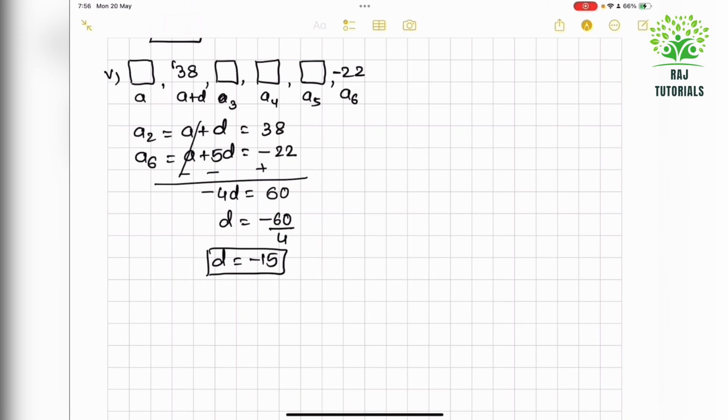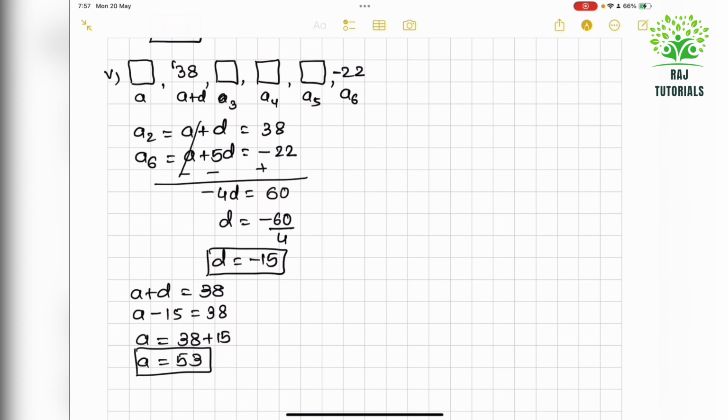Now I got D value. Now I have to find A value. So A plus D equal to 38. So A minus 15 equal to 38. So A will be 38 plus 15. So A I will get as 53.